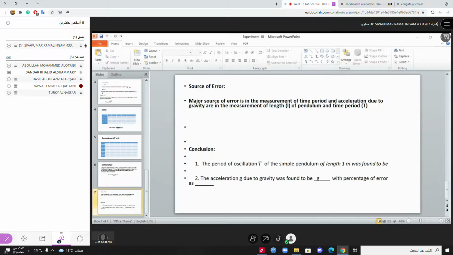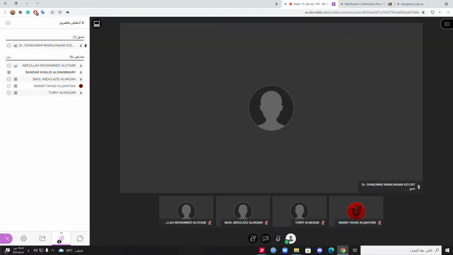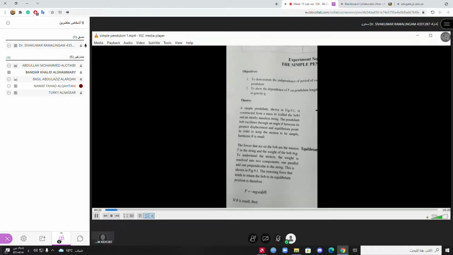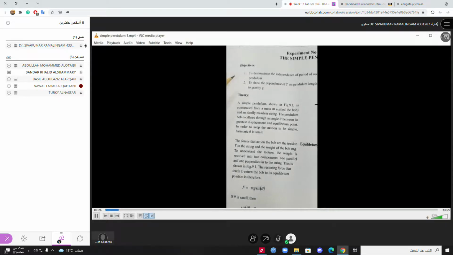Okay. I'll play the video now. The video will give all the information. Example 10 is simple. From the title, you can understand the physics involved in this. We're going to talk about some oscillations in this experiment. First, let us go to the objective and then go to the actual. We have two objectives in this experiment.